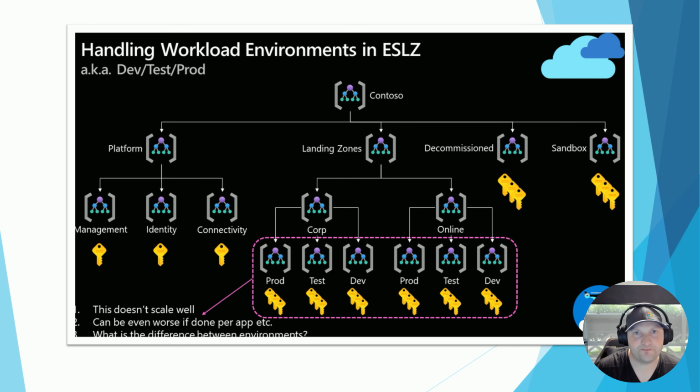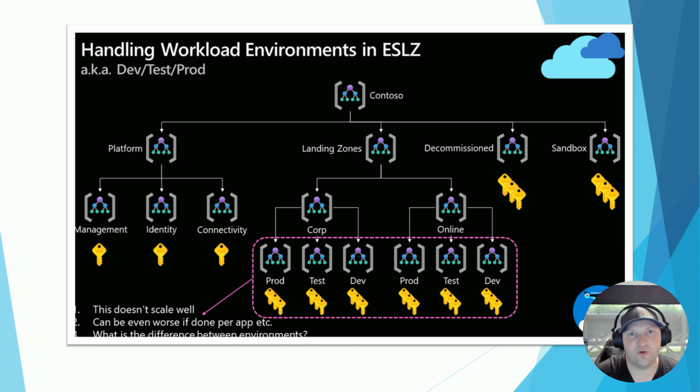Or you may end up like something like this. And this is what I see a lot of really small, medium organizations deploy, and this works for them, but there are some cautions when you start to look at putting, instead of the canary model, prod, test, dev management groups underneath a corp or application landing zone. It doesn't really scale well. And it can be even worse when you start adding apps and apps on side of it. It can be really confusing on what's the difference between the environments.